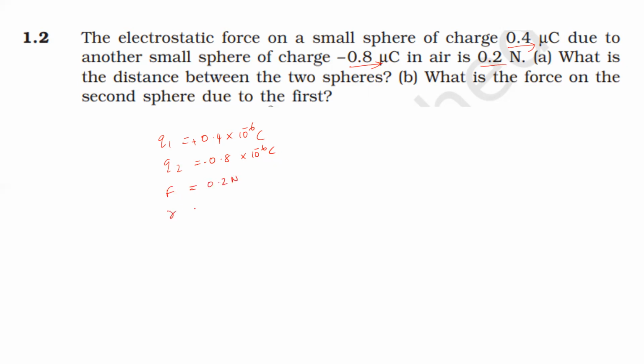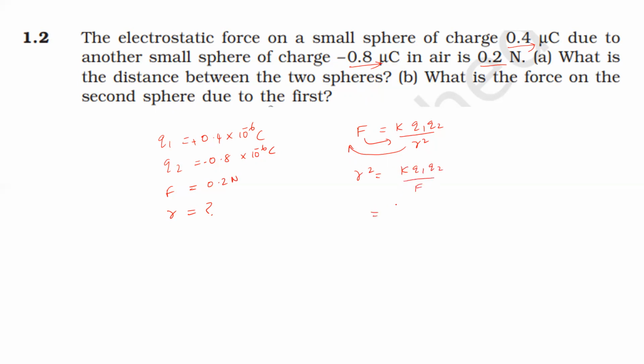Now what is the distance between these two charges they asked? We know that formula for the force is equal to K into Q1 into Q2 divided by R square, where K means 1 by 4 pi epsilon naught. Now let us take R square to left side, force we bring right side, so that R square is equal to K into Q1 into Q2 divided by F.